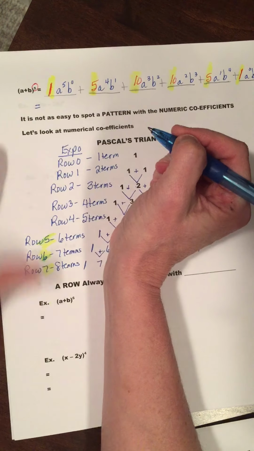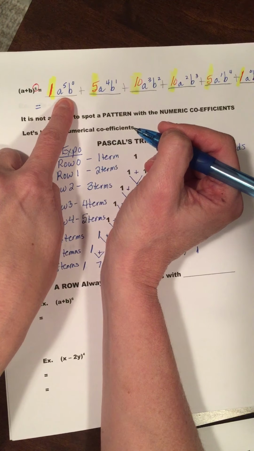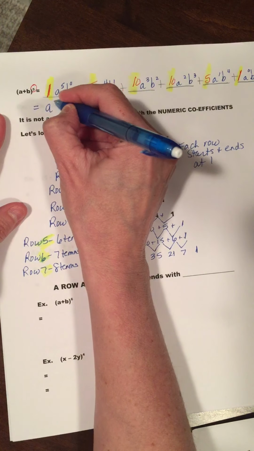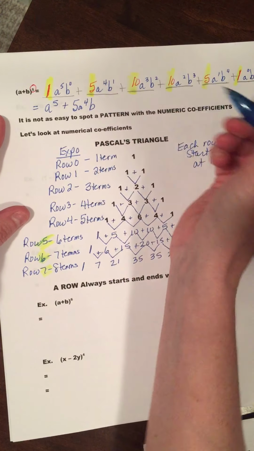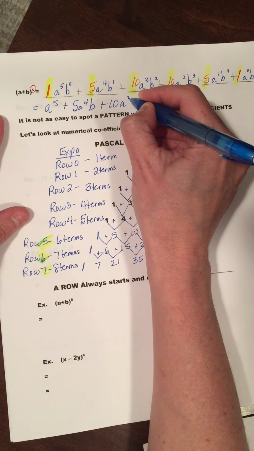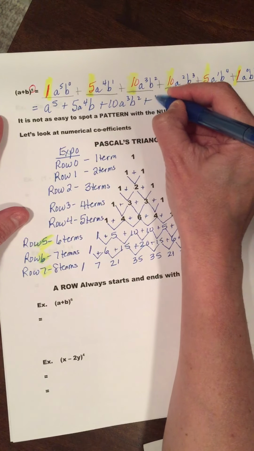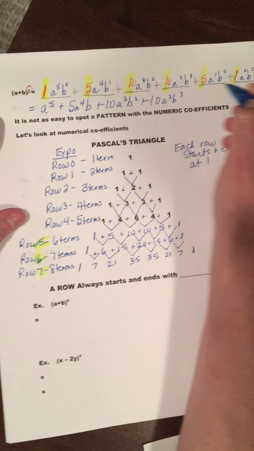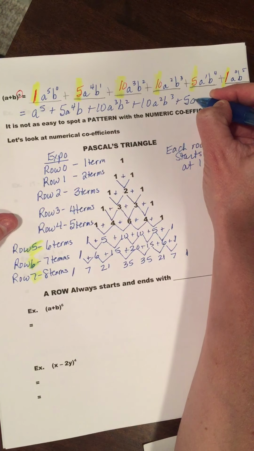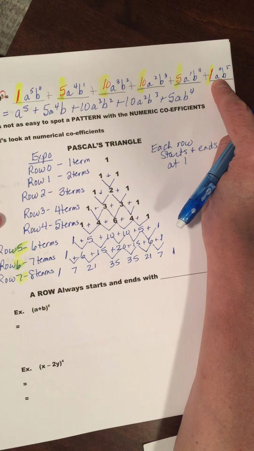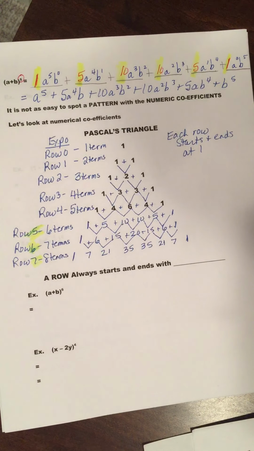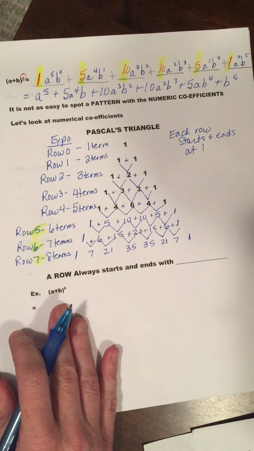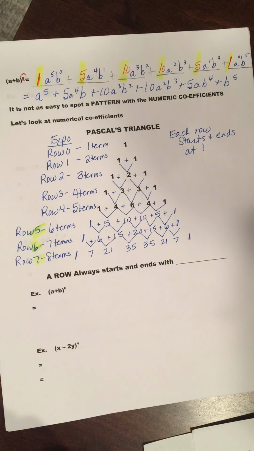Let's clean this up just one more time. B to the 0 is 1. 5a4b, 10a cubed b squared, 10a squared b cubed, 5a b to the 4, and a to the 0 is 1, so our last term is just going to be b to the 5. Is that not the neatest thing? It really and truthfully is.